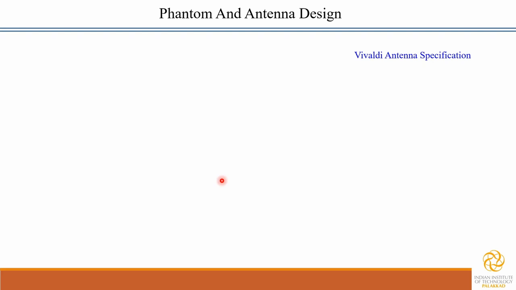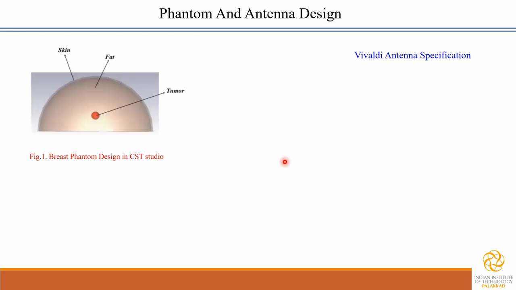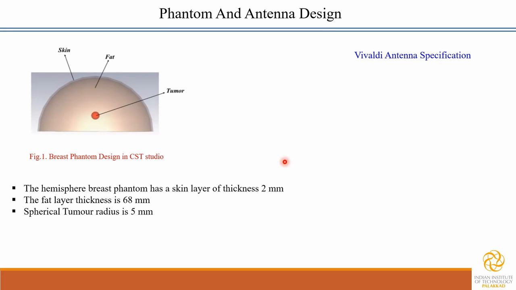So now we'll go for the MOT scanning and the data collection for the breast tumor detection. First we'll go for the phantom and antenna design. One can see here the designed hemisphere breast phantom. The hemisphere breast phantom consists of three layers: the skin layer, the fat layer, and the tumor layer. The skin layer has a thickness of 2 millimeter, whereas the fat layer has a thickness of 68 millimeter. The spherical tumor has a radius of 5 millimeter, and both are embedded in the fat layer. The tumor is at a depth of 25 millimeter.